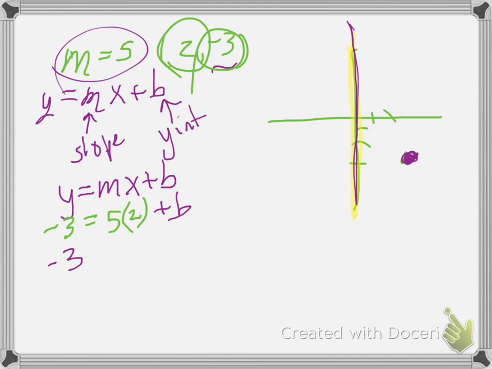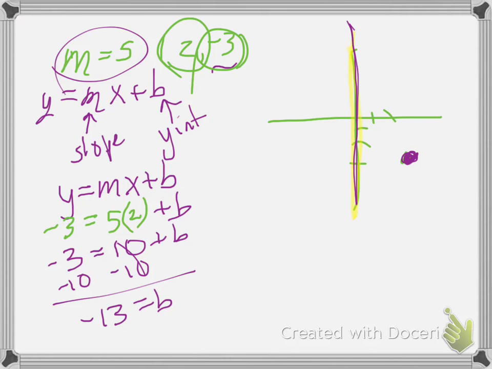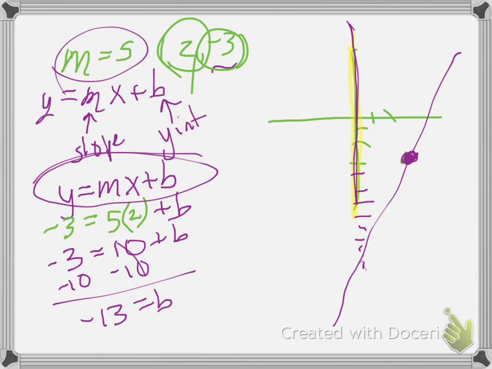So I get -3 equals 10 plus b. I subtract 10 from each side. I get -13 equals b. That means that somewhere way down here at -13, wherever that is, that line's going to cross. So now they're asking you to put it into slope-intercept form. So your final answer is y equals 5 for the slope, x minus 13.